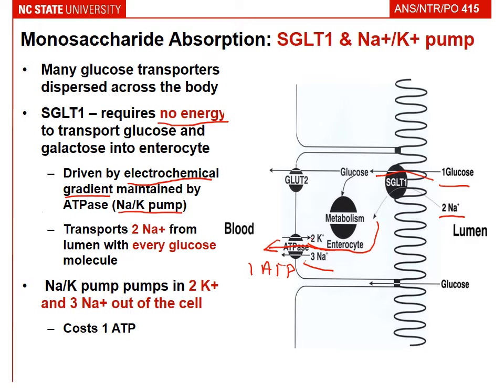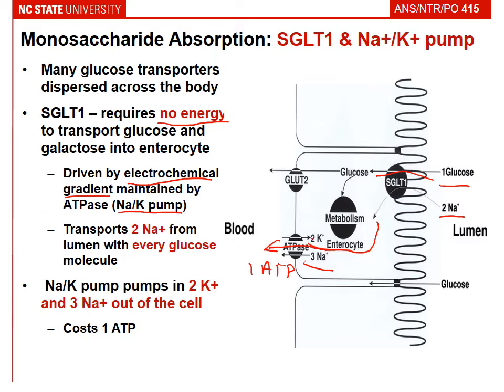So we have one glucose and two sodiums. If you remember, sodiums bind first. That causes a conformational change. Then one glucose binds. That causes another conformational change. And both of these are able to enter.